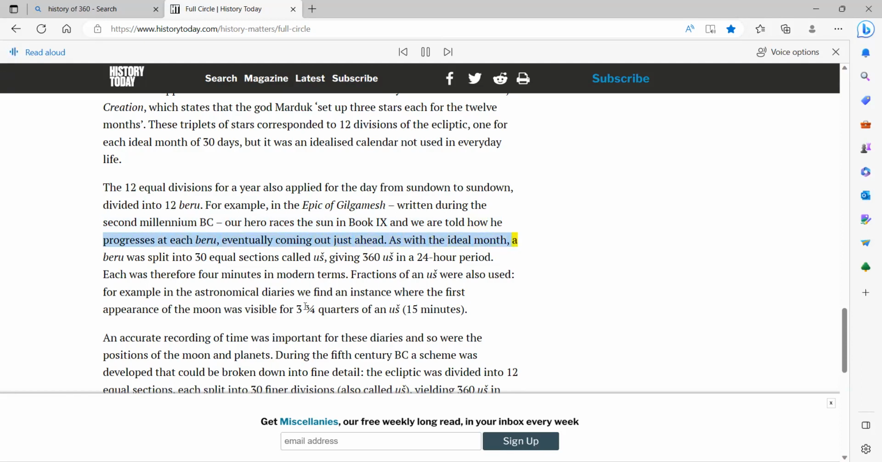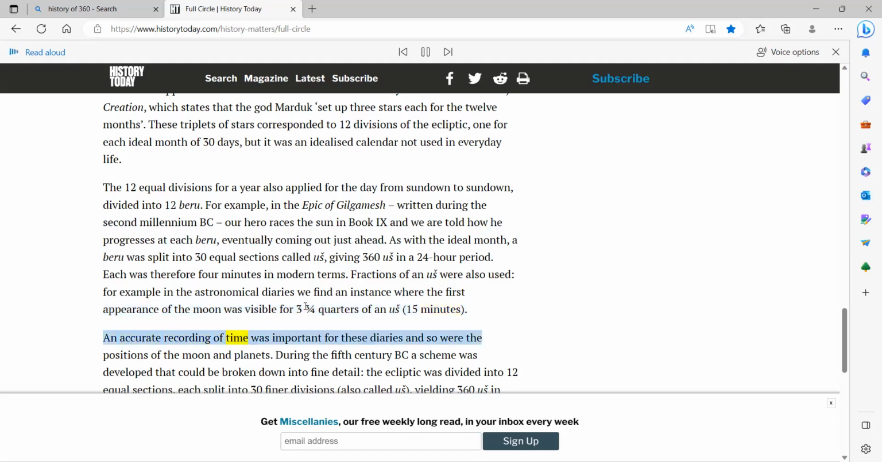As with the ideal month, a baru was split into 30 equal sections called us, giving 360 us in a 24-hour period. Each was therefore 4 minutes in modern terms. Fractions of an us were also used. For example, in the astronomical diaries, we find an instance where the first appearance of the moon was visible for 3 3/4 of an us, 15 minutes.